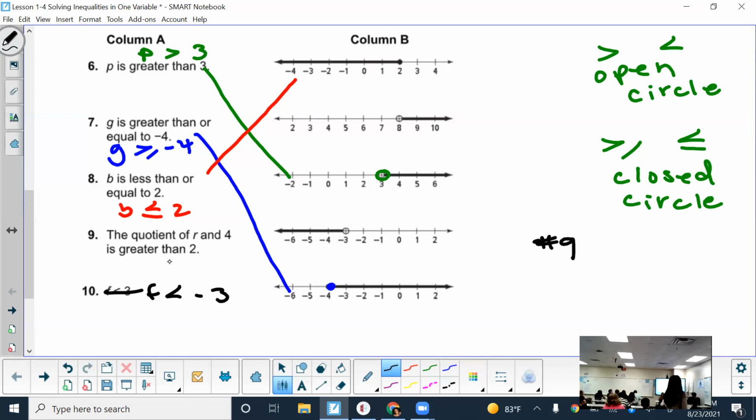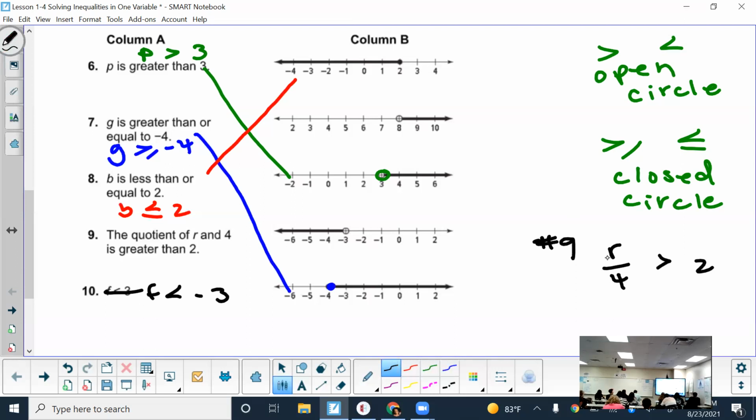What does quotient mean? What operation? So it's going to be R divided by 4, because order matters with division. So it's the first one divided by the second one, R divided by 4. And it's greater than 2.